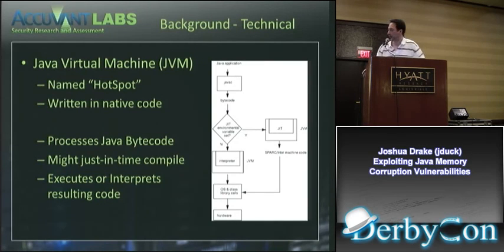Here's a little picture that I got out of an older copy of the same white paper. It talks about how Java code is compiled into bytecode. Then the JVM will run the Java application or applet, and just-in-time compile that into native code. There are some cases where it doesn't JIT. If it doesn't JIT, it's still native code underneath that's interpreting the bytecode.